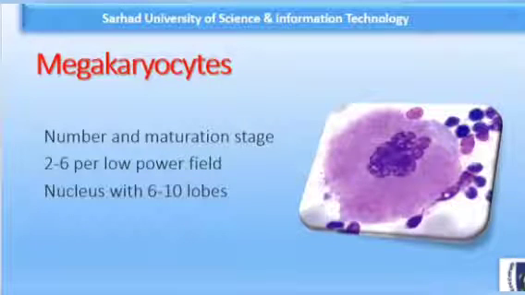Then the other one is megakaryocytes, and both the number and maturation stage are to be noted here. Normally 2 to 6 megakaryocytes per low power field are present, and these contain a nucleus with 6 to 10 lobes. These are also called segments, but normally we call them lobes. Megakaryocytes tend to collect toward the trail and may form masses if the marrow has clotted before preparation of the smear.